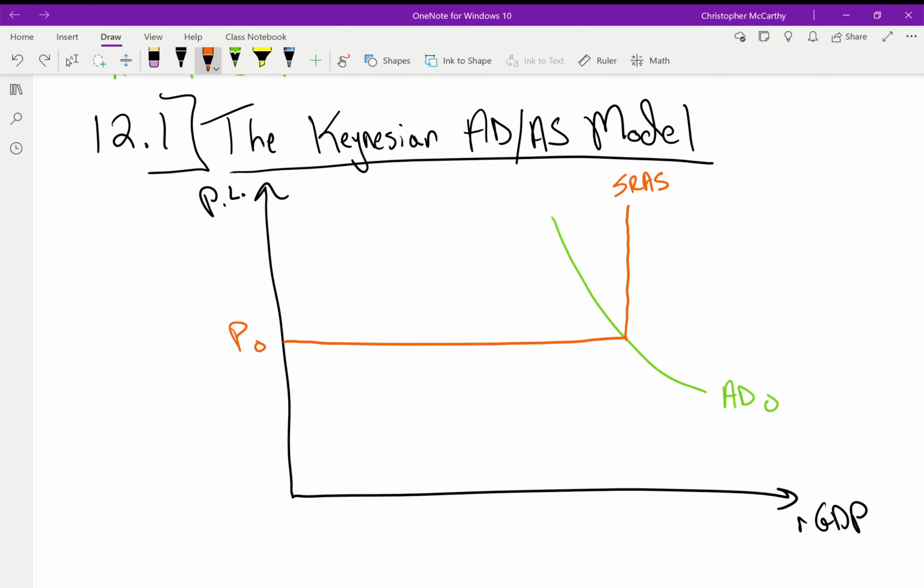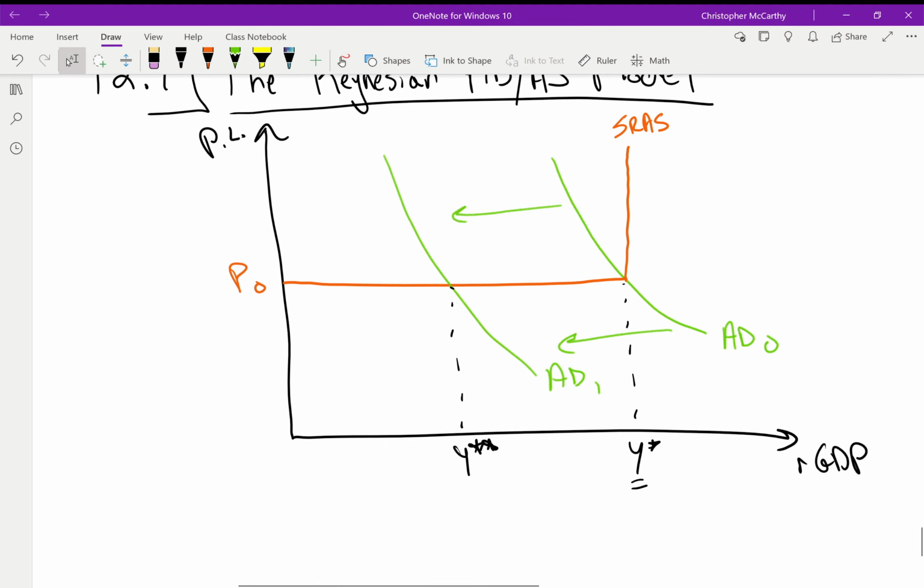So if we were to shift our aggregate demand inward, we would go from Y star to Y double star. And this also, I should note, is our potential GDP. The potential GDP is always just where the horizontal portion of the short run aggregate supply curve is. This part is.